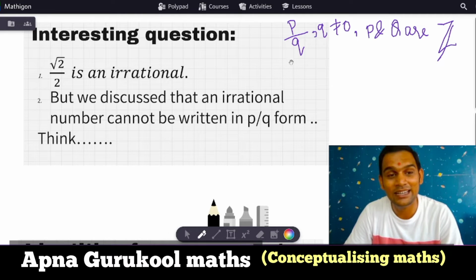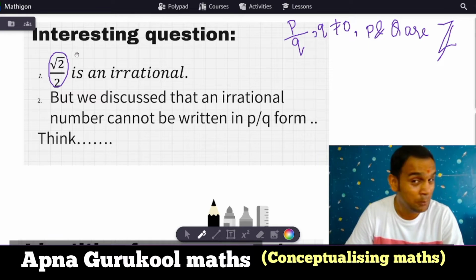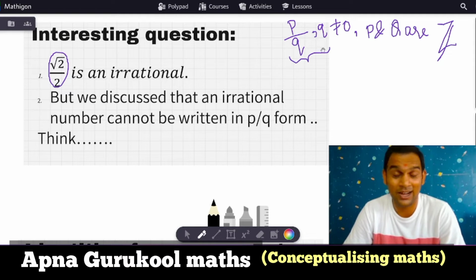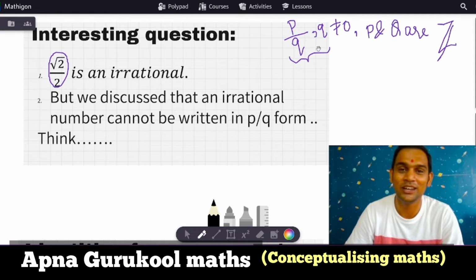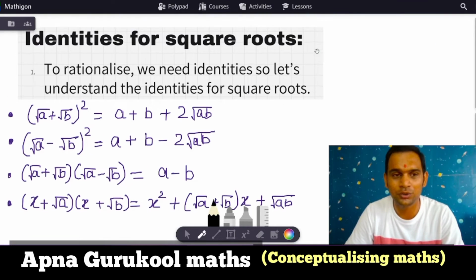Now, as you can see in this particular question, root 2 itself is an irrational number. That is why please do not get confused with this particular question, because that question literally hit my mind, and then when I thought, yeah, that is the definition. We must be very careful about the definition. So now let's move on to the rationalization.